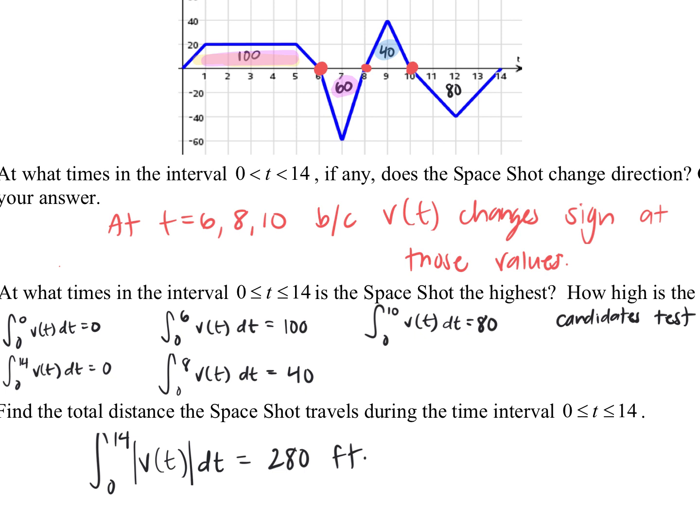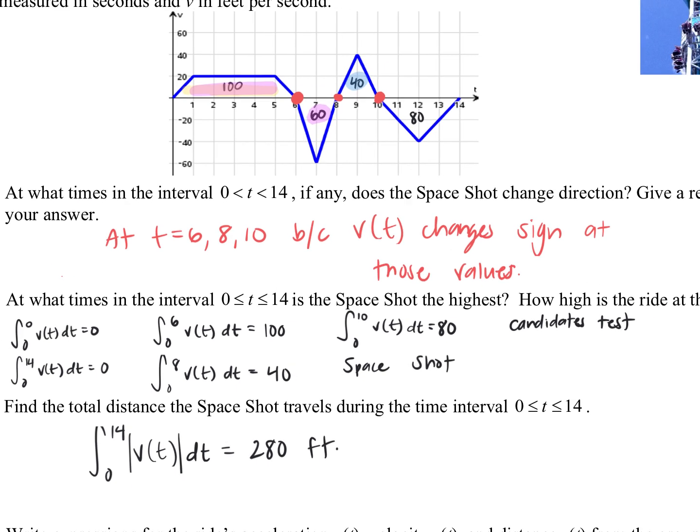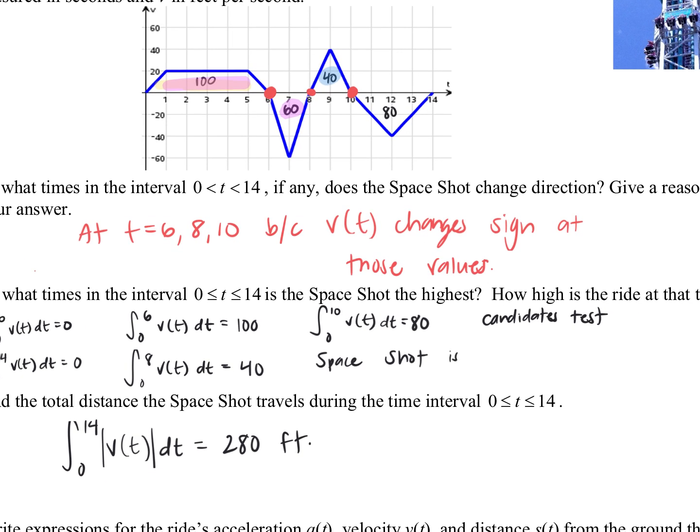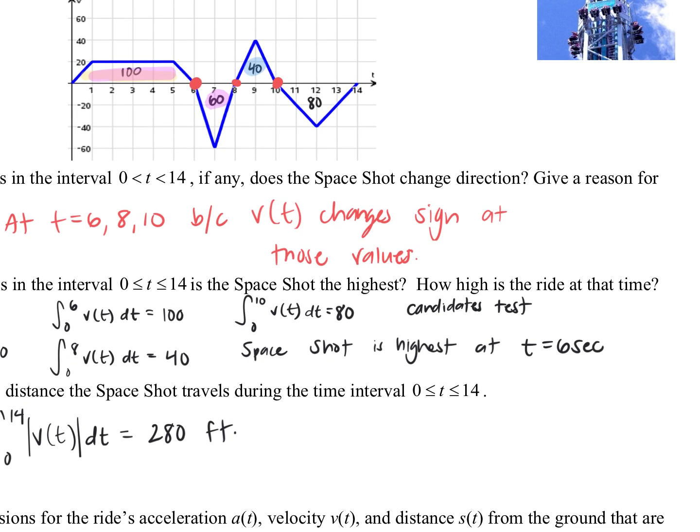So where is the space shot the highest? 0 to 6. Not 0, 6. At time t equals 6, right? So the space shot is the highest at time t equals 6 seconds, at a height of 100 feet.